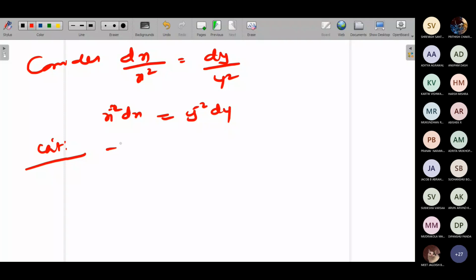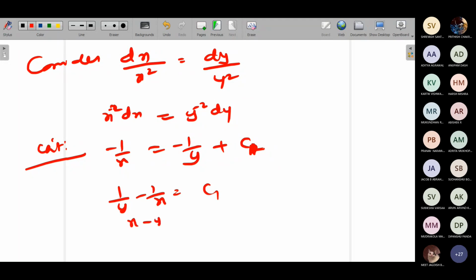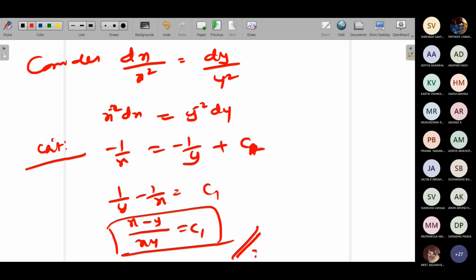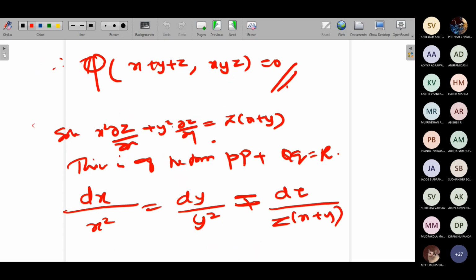Minus 1 by x is equal to minus 1 by y plus some c1 or c2. So you can write this as 1 by y minus 1 by x is equal to some c1. So you can write this as (x minus y) by xy equal to c1. (x minus y) by xy is equal to c1. Okay. Now, what can you do?